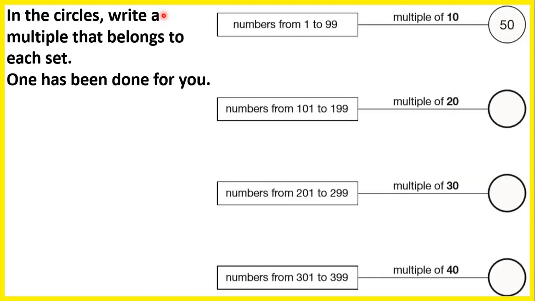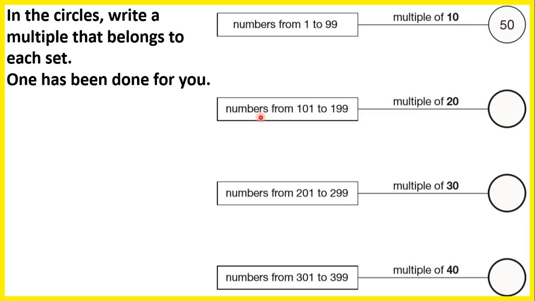In the circles, write a multiple that belongs to each set. One has been done for you. So they've told us that 50 can be written in this circle here, because that's a number from 1 to 99, and it's a multiple of 10. Remember, a multiple of a number is in that number's times table. So multiples of 10 are numbers in the 10 times table. And if we count up in tens, we get to 50.